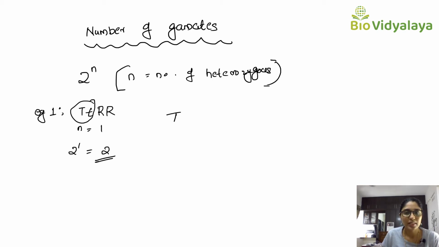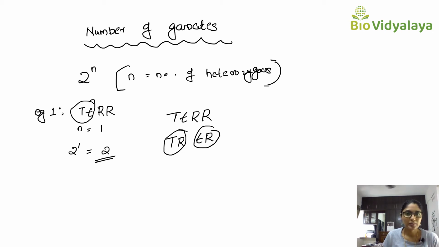Let's see that. Capital T, small t, capital R, capital R. So what are the gametes? Capital T, capital R, and small t, capital R. These are the gametes. Okay.